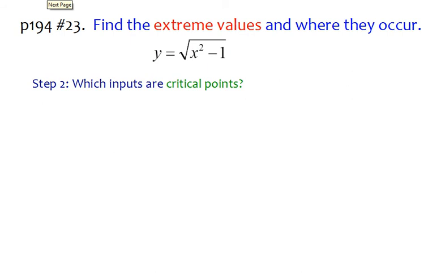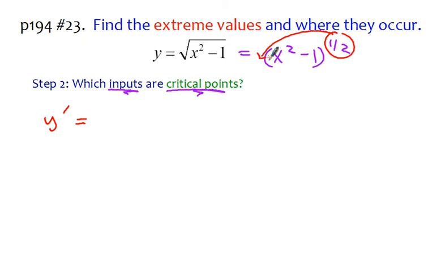Step 2, this is the calculus step. We would like to know which inputs are critical numbers. If there are any, you'd like to find them. And so we're going to take the derivative. But in order to do that, I'm just going to rewrite the problem as a power. Knowing that the power rule is simple to apply, I like to use it whenever I can. So let's bring the power down to find y prime. 1/2.